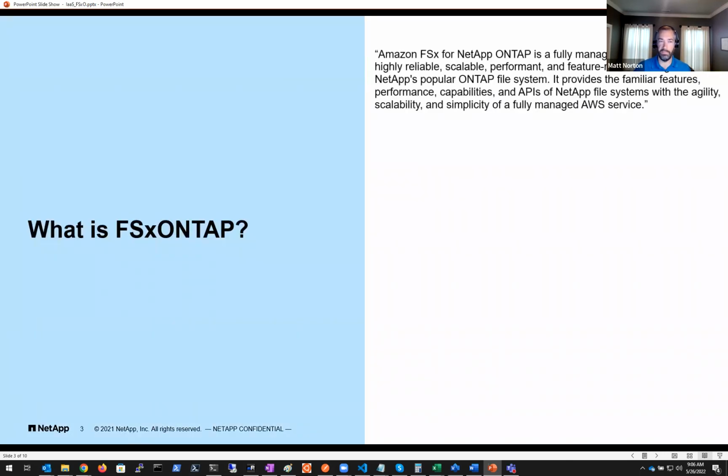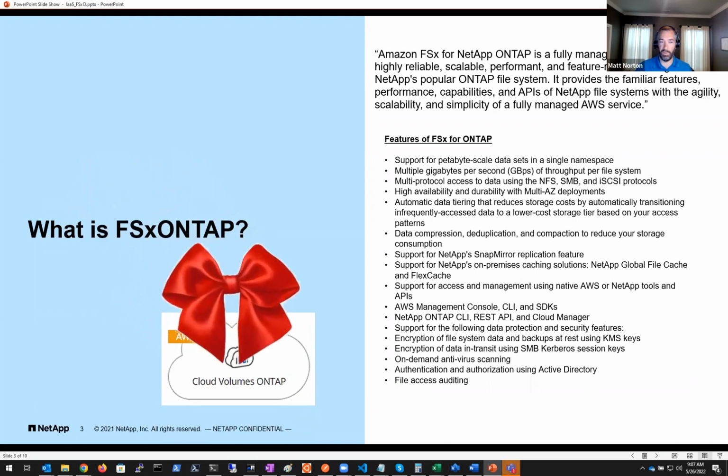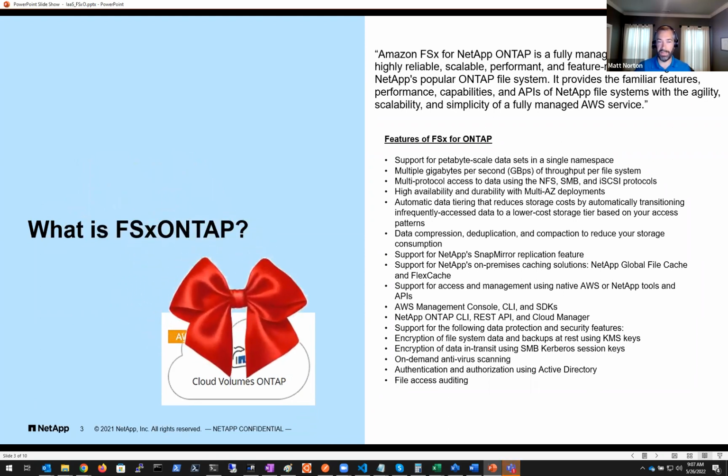So what is FSx ONTAP? So all of the things that ONTAP is, it's just that you don't own it, basically. To further punch that home, the way I like to think about it, because people ask, is it a brand new product? And it sort of is, but this is the way I like to think about it. It is essentially a customized version of Cloud Volumes ONTAP, but with a big fat ribbon on top.